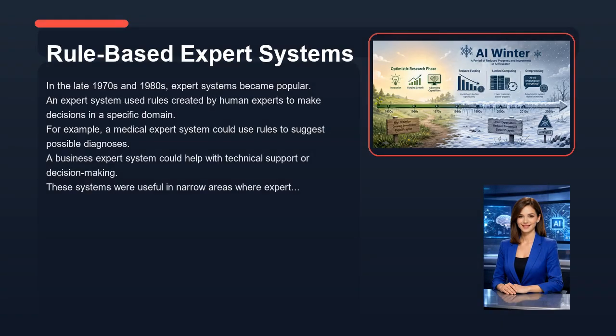In the late 1970s and 1980s, expert systems became popular. An expert system used rules created by human experts to make decisions in a specific domain. For example, a medical expert system could use rules to suggest possible diagnoses. A business expert system could help with technical support or decision-making.